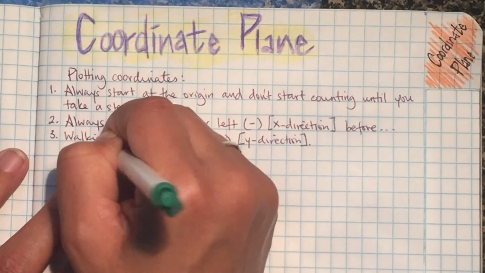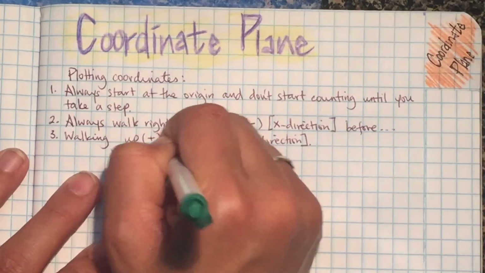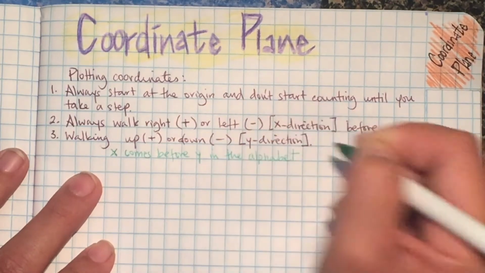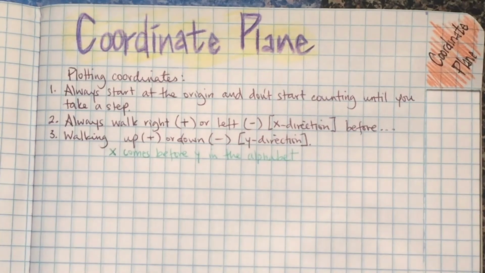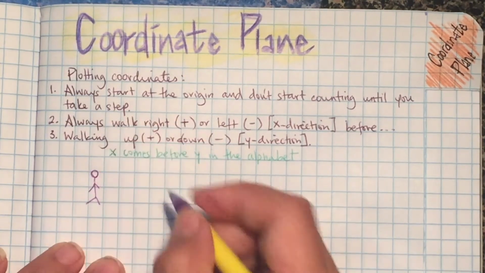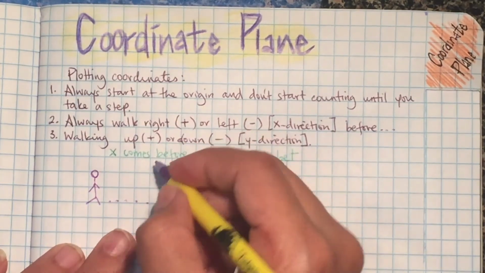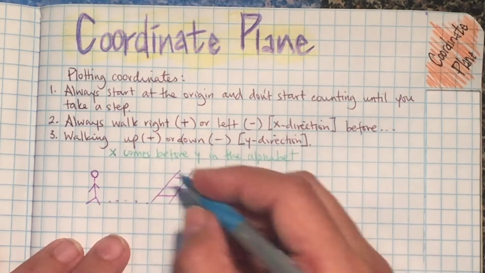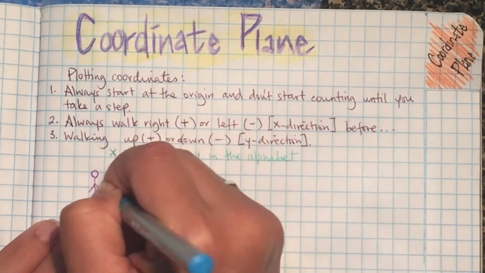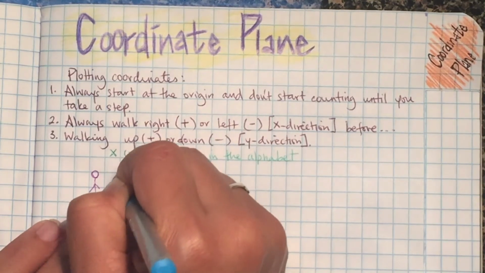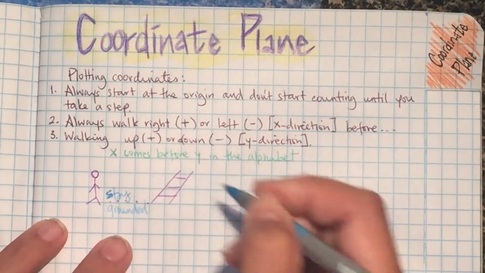Alright, so we're always going to walk before we climb. Or you can remember X comes before Y in the alphabet. It goes X, Y, Z. So X is always first. Very, very important: X is always first. If you draw a stick man, he's always going to walk before he climbs. He's going to stay grounded before climbing. The listening check: draw a smiley face under the two O's in the title coordinate.